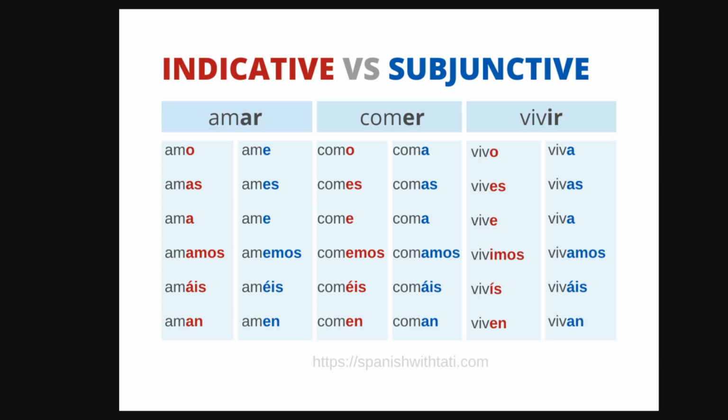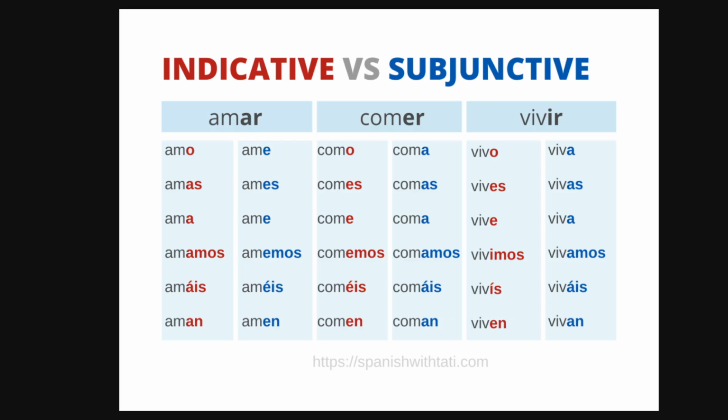All right, so now we're going to take a look at the vowel swap by taking a look at this grammar table. So we have the three different types of verbs that you see in Spanish that you're already familiar with. So the examples we see are amar, which stands in for the AR verbs, comer, which stands in for the ER verbs, and vivir, which stands in for the IR verbs.